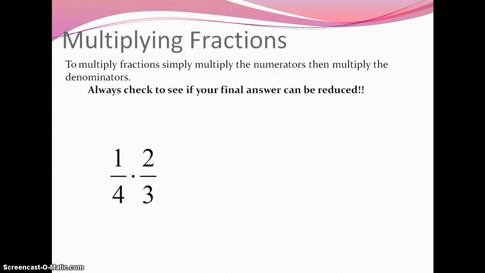So we have 1/4 times 2/3 is our first example. So all I'm going to do is multiply 1 times 2, and then multiply 4 times 3. I have 2 over 12. Can that be reduced? It sure can. If you take 2 and divide by 2, you get 1. 12 divided by 2 is 6. Final answer, 1 over 6. Here's some more practice.